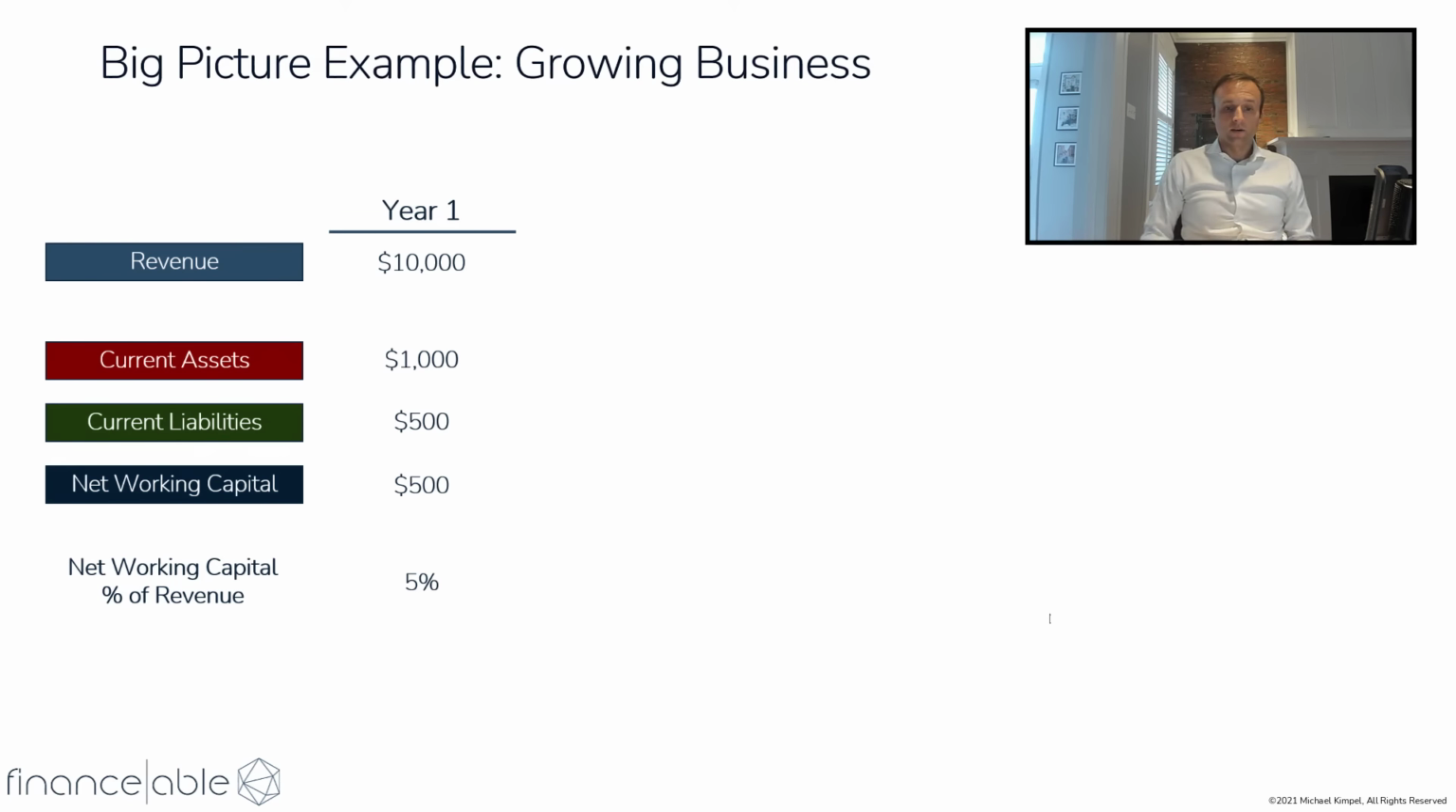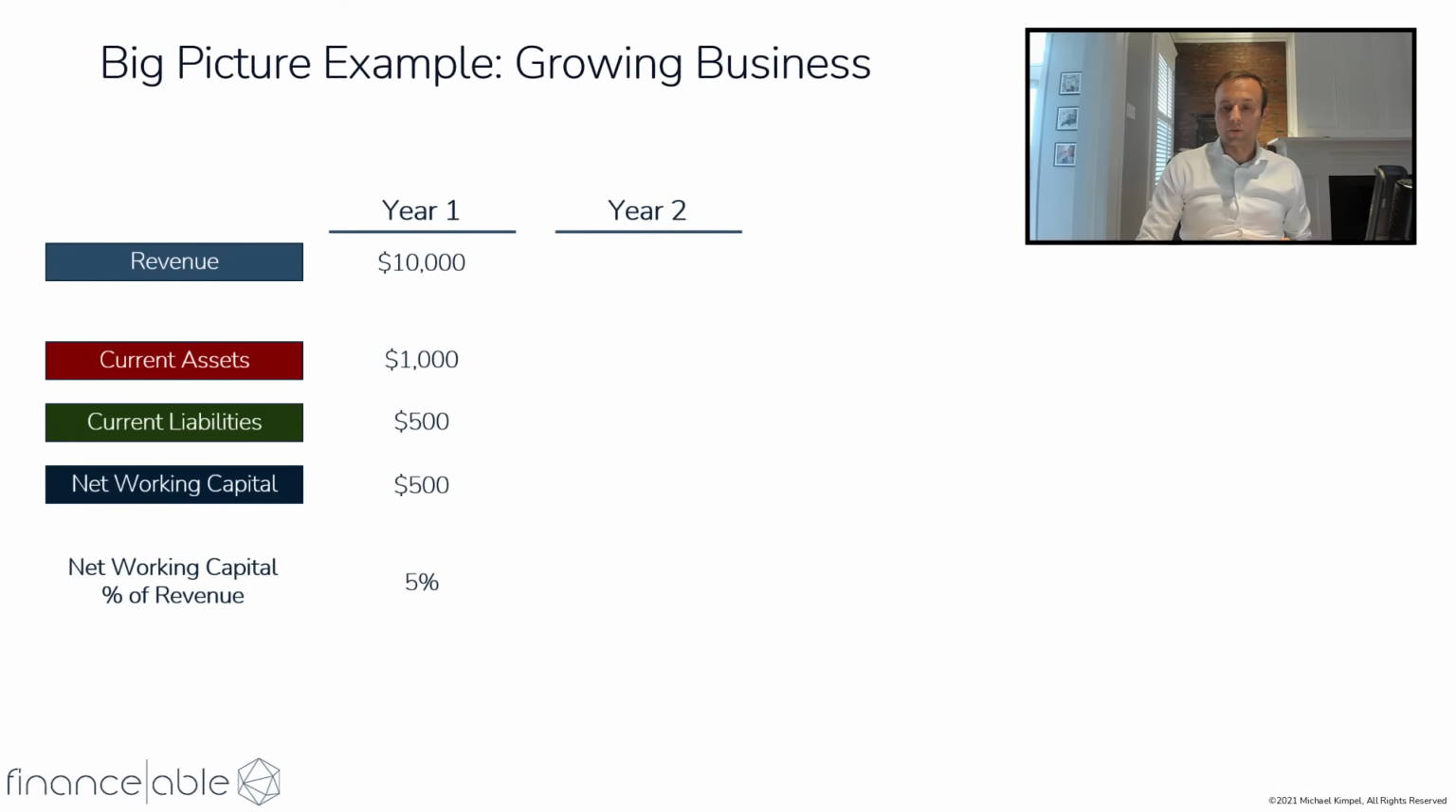Quick side note here. In this example, which is really the typical example in most cases, current assets exceed current liabilities, so we have a positive net working capital business. In a future video, we're going to explore what happens when you have negative working capital, but for now, we're going to tackle the most common version of a working capital problem, which is just positive working capital. So with that said, let's take a look at year 2.